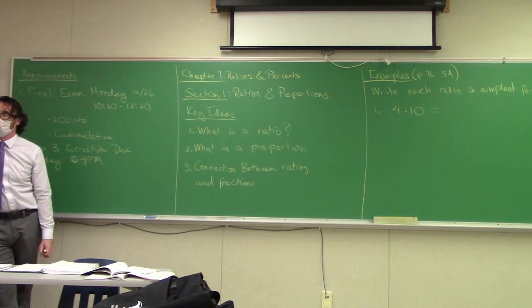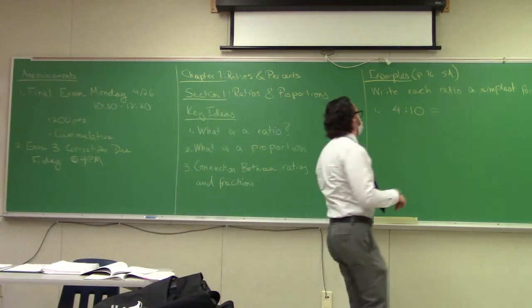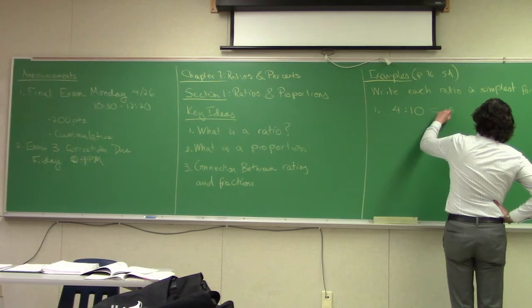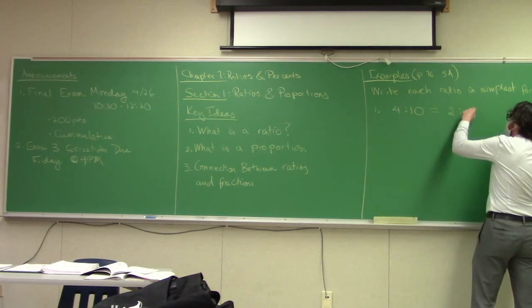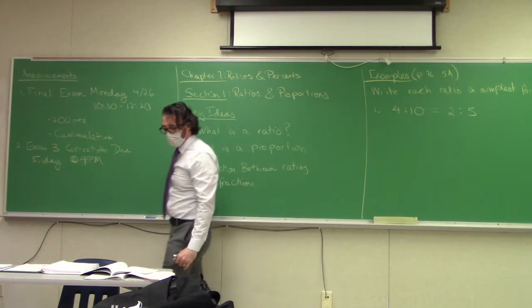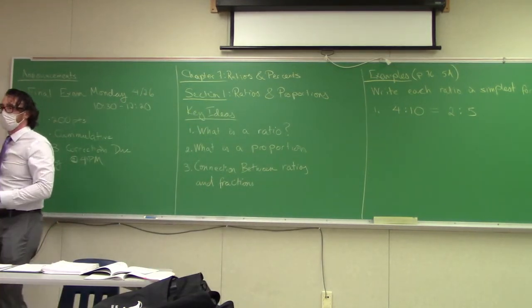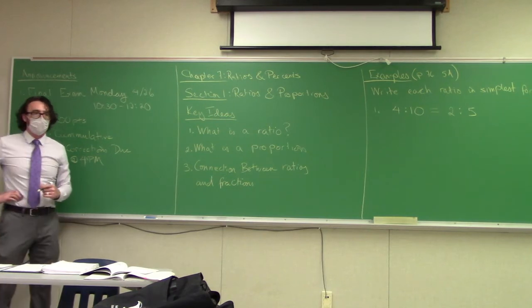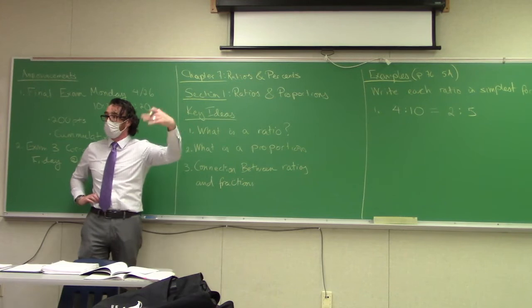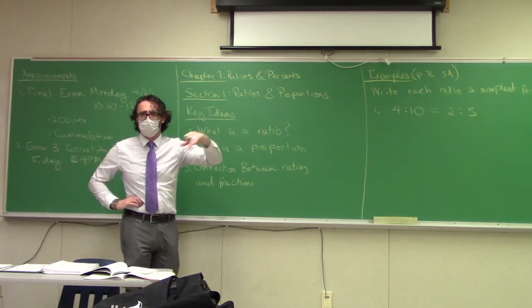2 to 5. 2 to 5, okay? So the ratio 4 to 10 simplified to 2 to 5. That's the simplest form of the ratio. How do we know we can't simplify it any further? Okay, there's nothing common between the two. They're both prime, in fact. But they don't really have to be prime. They just have to have no common factors.